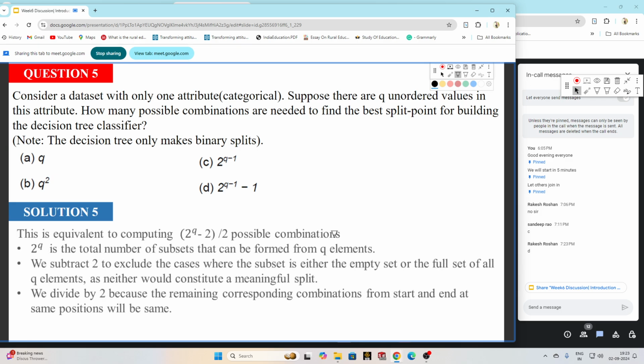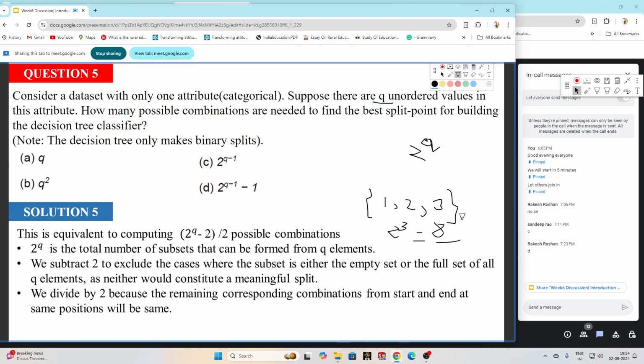Whenever we are talking about combinations, you have to understand permutation and combination. Whenever we are splitting q unordered values into sets, there are 2 to the power q possible sets, or the number of subsets you get is 2 to the power q. You can check this: if you have 3 elements, 1, 2, 3, the total number of subsets you can make is 2 to the power 3, that is 8.